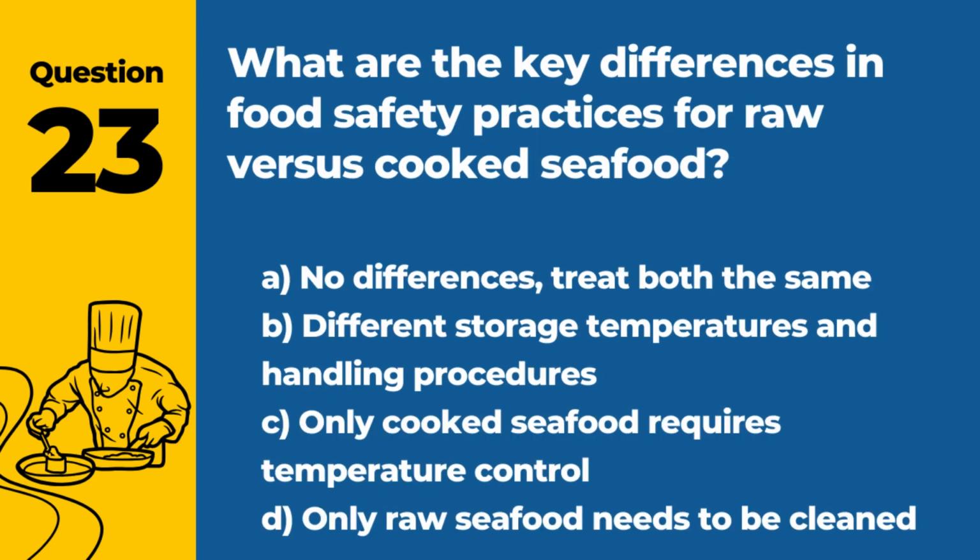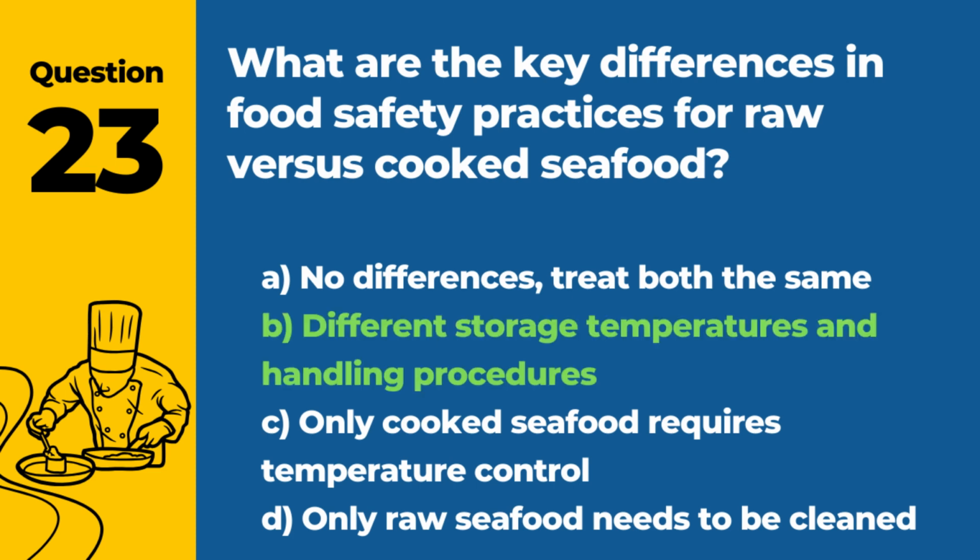Question 23. What are the key differences in food safety practices for raw versus cooked seafood? A. No differences, treat both the same. B. Different storage temperatures and handling procedures. C. Only cooked seafood requires temperature control. D. Only raw seafood needs to be cleaned.